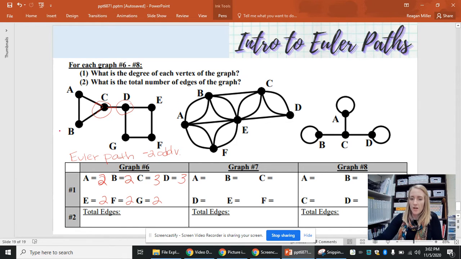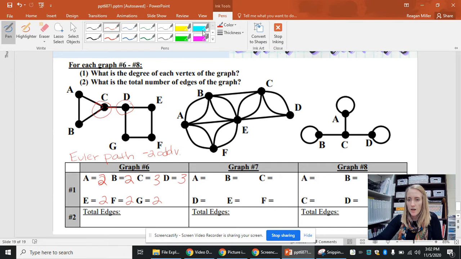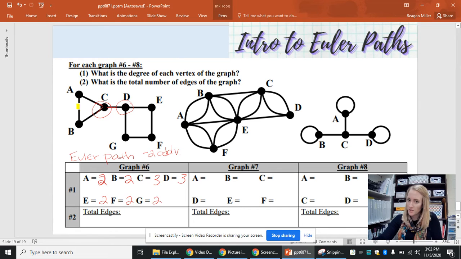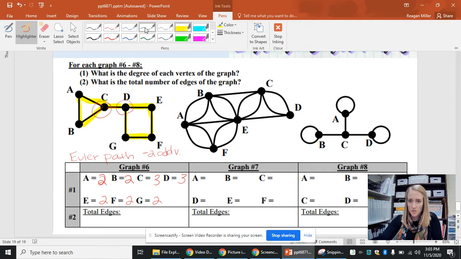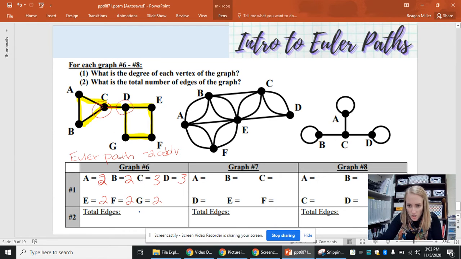For total number of edges here, if you're not sure yet, I think of edges most of the time as lines. They don't always have to be a straight line. It could be like a curve or something. But for the purpose of counting, we have 1, 2, 3, 4, 5, 6, 7, 8. Life is so much easier in this unit if you have a highlighter. So the total number of edges is 8.